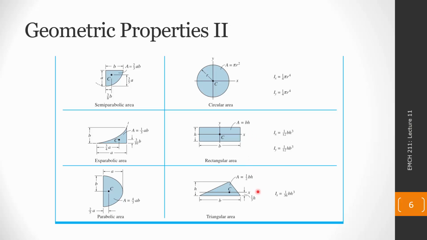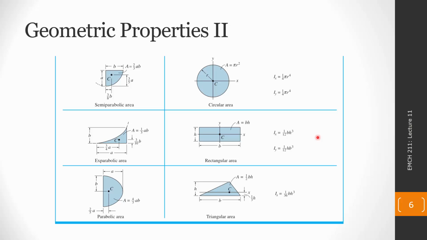And finally, for triangular shapes, its calculation is 1/36 bh cubed. Again, the dimension perpendicular gets cubed. The dimension parallel to the bending axis is to the first power. Now, all of these basic calculations, again, usually we'll be dealing with rectangles for the most part. The 1/12 bh cubed is for a rectangle, its moment of inertia about the centroidal axis for its own shape.